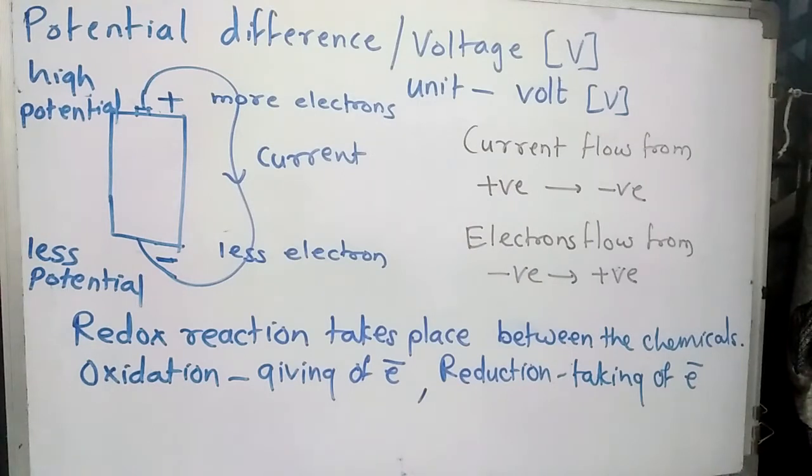So for the convention, we take that the current flows from the positive terminal to the negative terminal, and electrons flow from the negative terminal to the positive terminal.